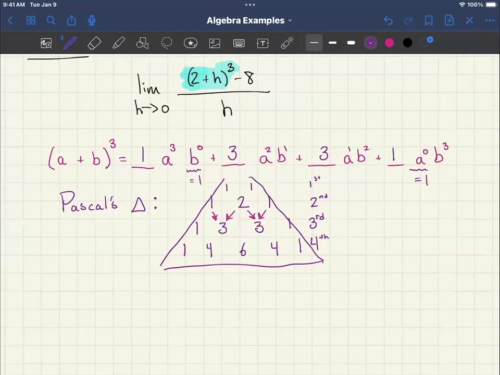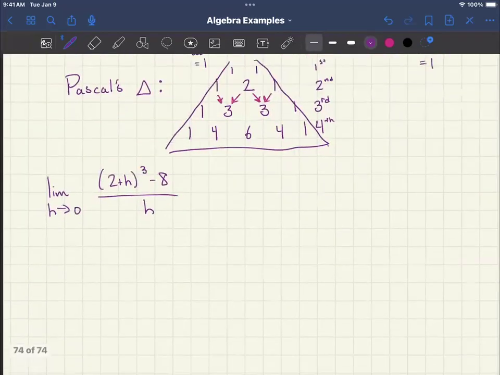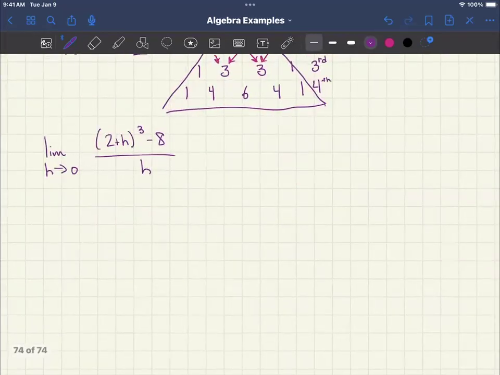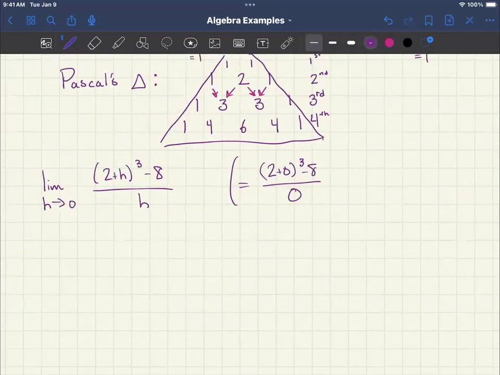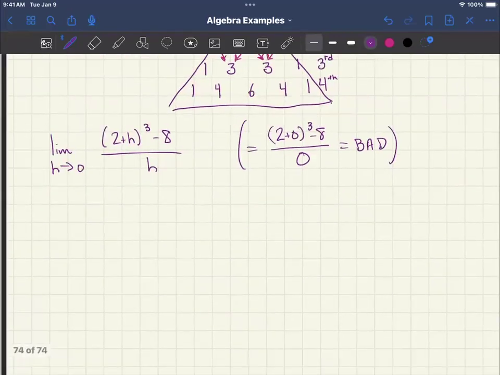Okay, so I'm actually going to rewrite our limit. We're working with the limit as h goes to 0 of (2 plus h) cubed minus 8, over h. Now, whenever we work with a limit, the first thing we want to do is try and plug it in. You'll notice if you plug in 0 for h right now, we'd get (2 plus 0) cubed minus 8 divided by 0, which is bad. So we are going to work with it and see if we can get a better solution.